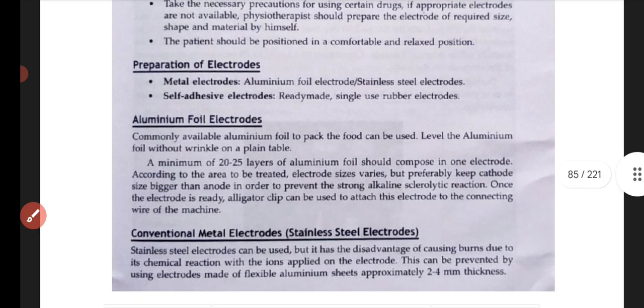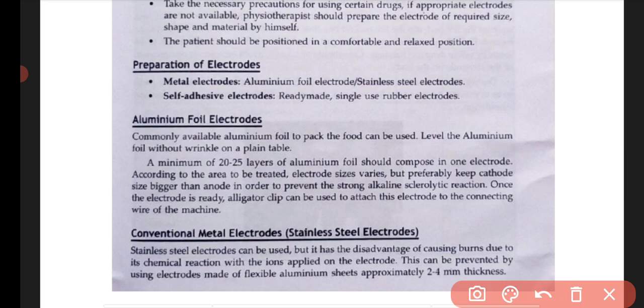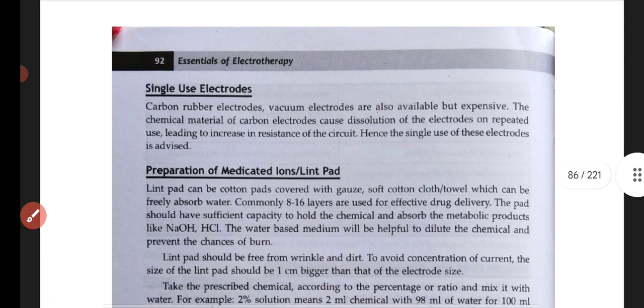Now, the preparation of the electrodes: there are metal electrodes and self-adhesive electrodes. The metal electrodes are aluminum foil electrodes and stainless steel electrodes. And next one is the self-adhesive electrodes, which are ready-made single-use rubber electrodes. The aluminum foil electrodes are commonly available. You don't have to read the details of these electrodes.